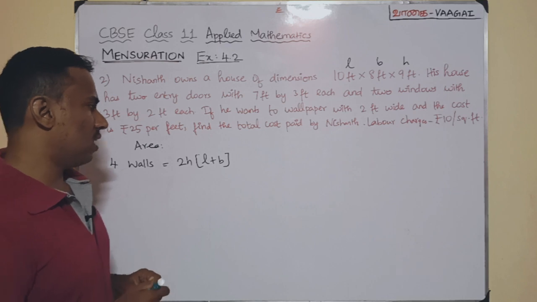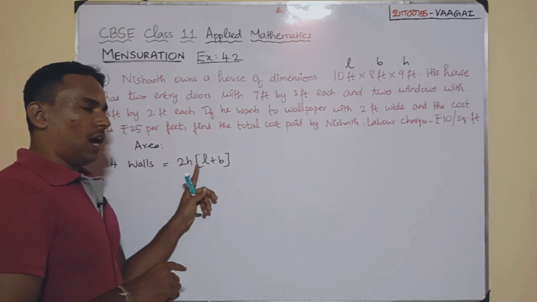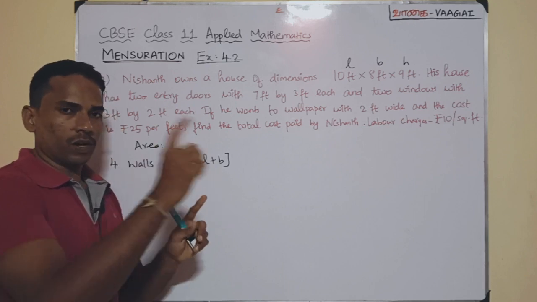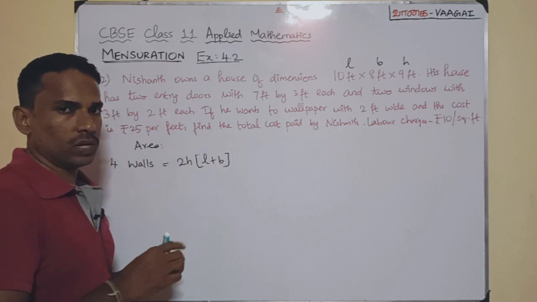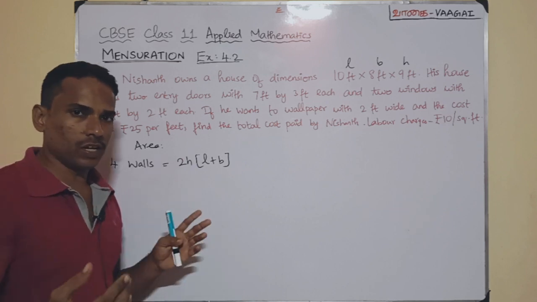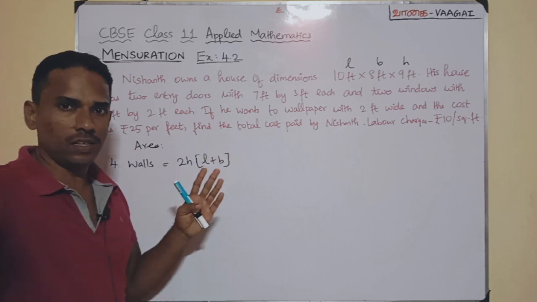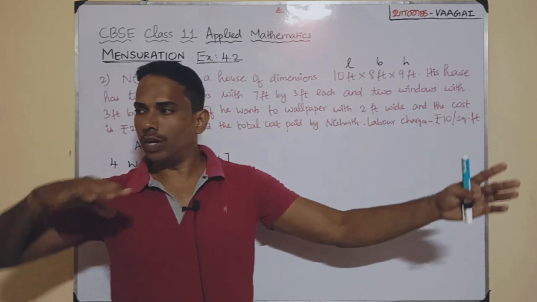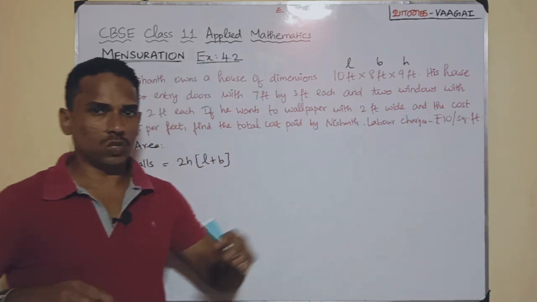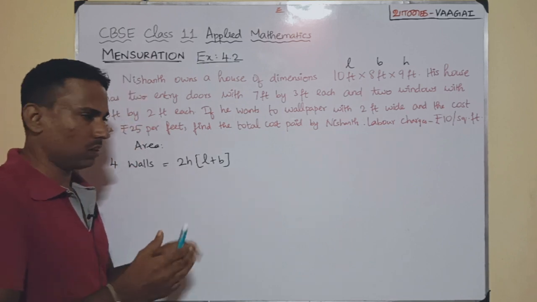Why? Because we have 2lh and 2bh. Because the 4 walls are there, each wall is going to be LH, LH, BH and BH. Two opposite sides across the length are going to be LH and LH, and the other two sides are going to be BH and BH. So these are the dimensions. When I add them, this is the expression we get, nothing else.